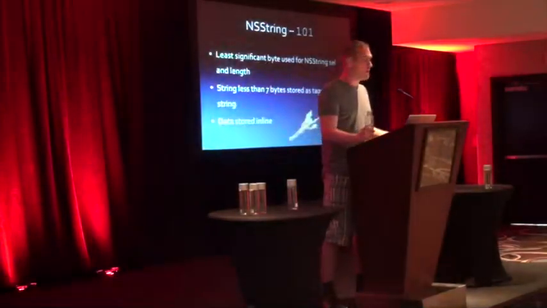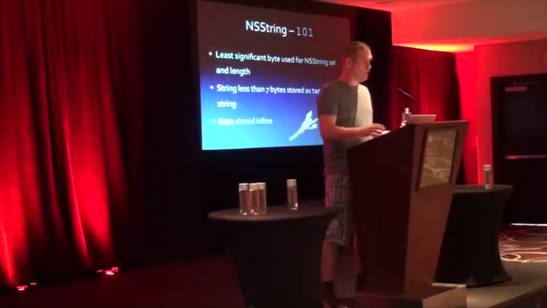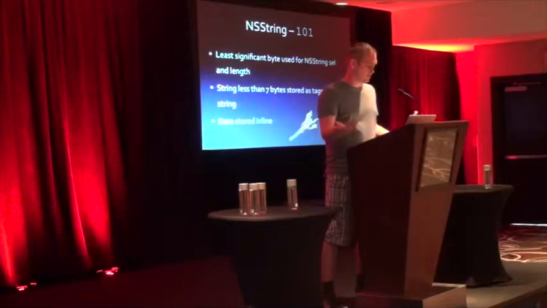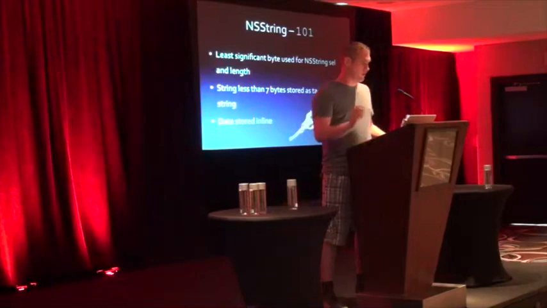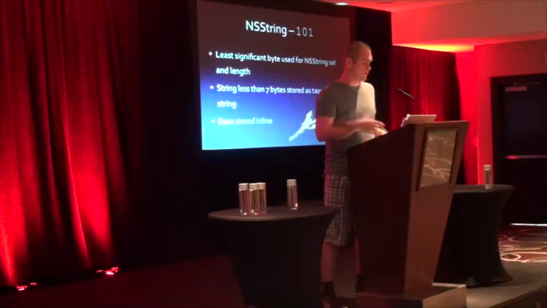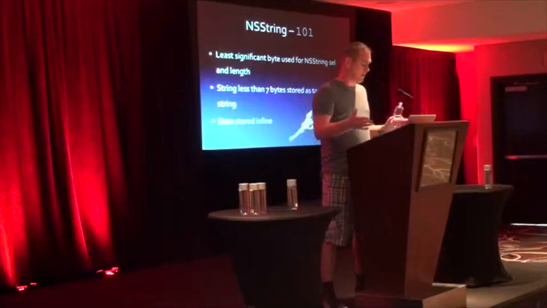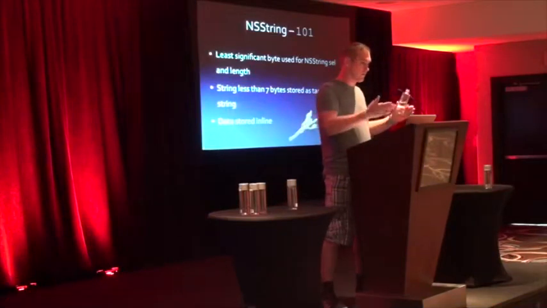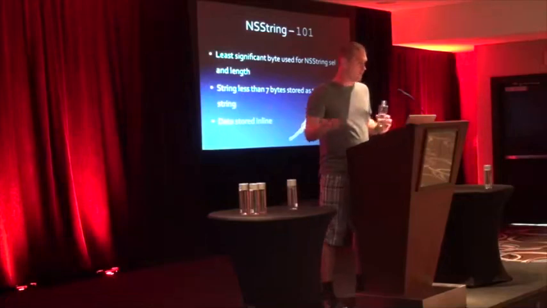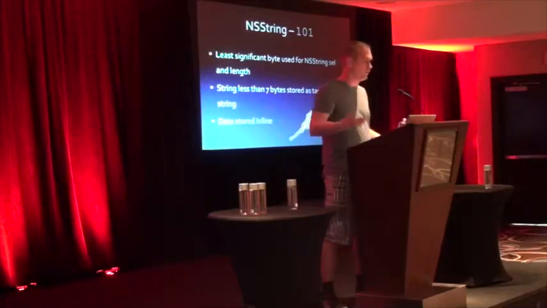Okay, so the next type, which was kind of interesting to me, is the NS string type. And obviously that was index 2, and you can see the bit pattern 1, 0 followed by 1. And in this case, the least significant byte was used for the length of the NS string, followed by the 101 pattern. And the way it works is any string that's less than 7 bytes, contents-wise, is stored as a tag string. So it's stored inline in that pointer, and then obviously anything greater than that has to be stored in the old method on the heap with the normal runtime pointer to it.